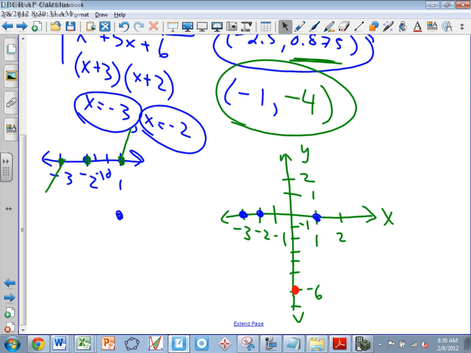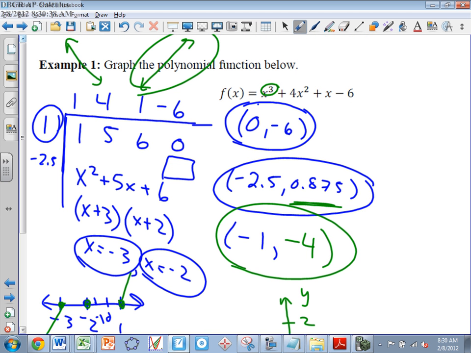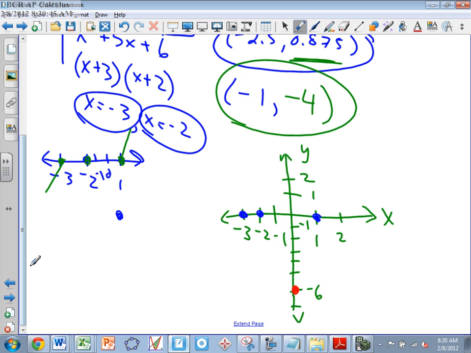The end behavior, we said. We took a look at this. We said it was odd and positive, so it's going to go up like that. So the left root's going to go down, the right root's going to go up. So go ahead. From the left root, go down. From the right root, go up.